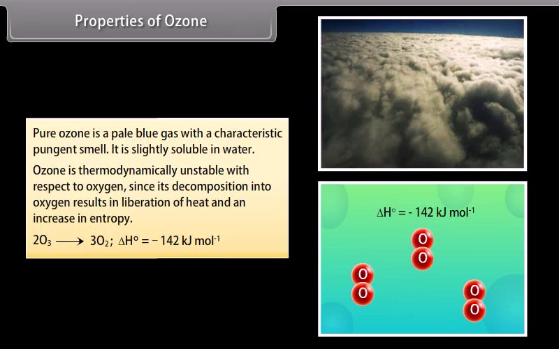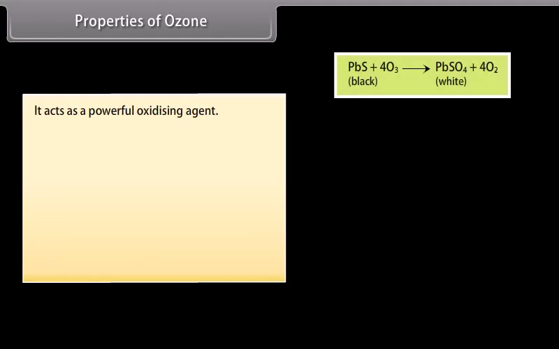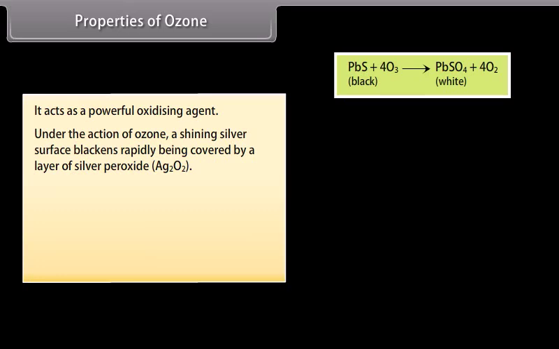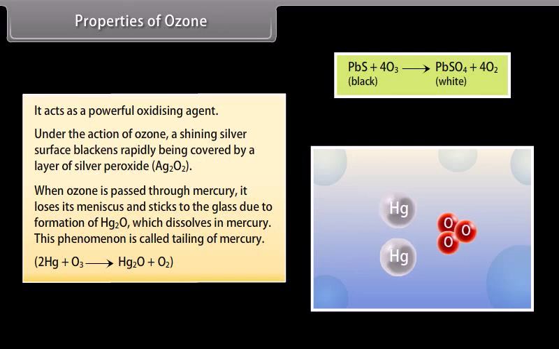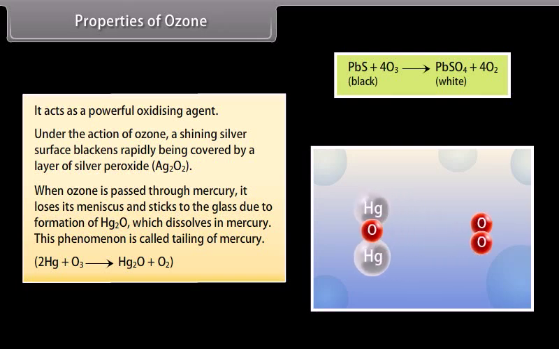Due to the ease with which ozone can liberate an atom of oxygen, it acts as a powerful oxidizing agent. Under the action of ozone, a shining silver surface blackens rapidly, being covered by a layer of silver peroxide, Ag2O2. When ozone is passed through mercury, it loses its meniscus and sticks to the glass due to formation of Hg2O, which dissolves in mercury. This phenomenon is called tailing of mercury.